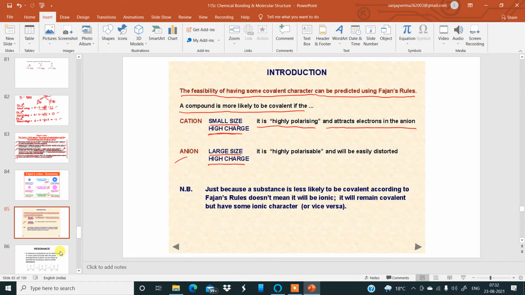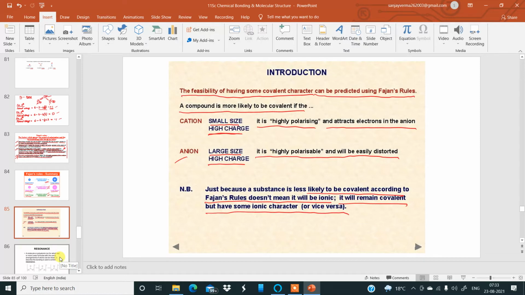So ultimately, for a compound to be more polarizing, more covalent in character, it must have a cation of small size and high charge, and an anion of large size and high charge. Then only it is polarizable and will be easily distorted. Just because a substance is less likely to be covalent according to Fajans' rules doesn't mean it will be ionic. It will remain covalent, but will have some ionic character in it, or vice versa.